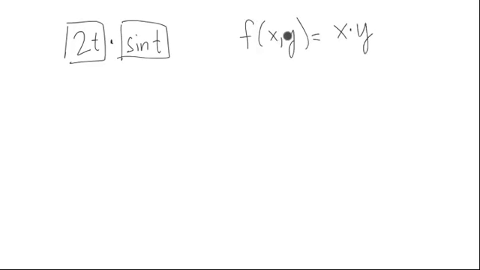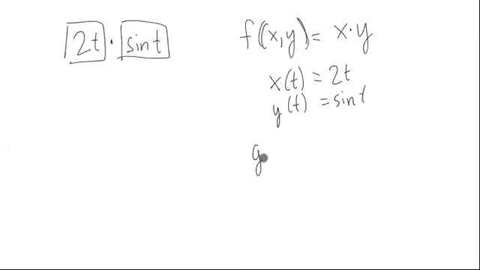And we're going to compose this function, so we're going to let x of t and y of t be something. We're going to let x of t be 2t and y of t be sine t. Then notice that we have a vector function g of t, which is (2t, sine t).